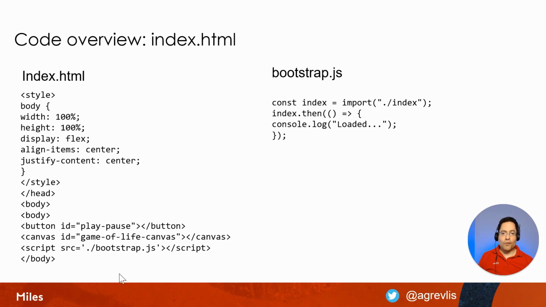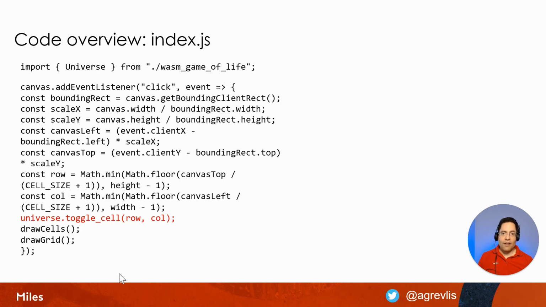And then if we want to use this, we can create a bootstrap JavaScript file where we import an index file, and in the index JavaScript file, we define our game of life simulation board. And I've just marked here in red this universe.toggle cell that will be calling down to WebAssembly in order to activate that particular row and cell number.